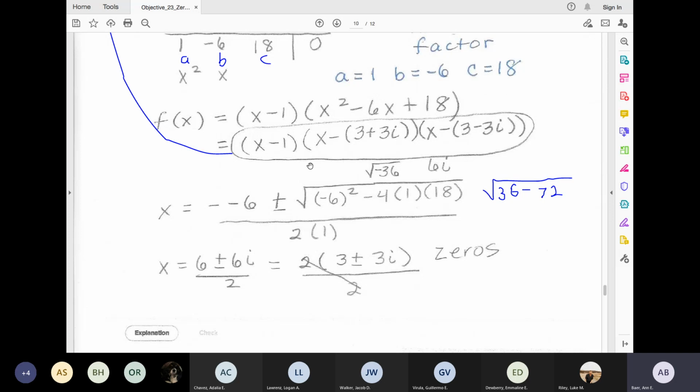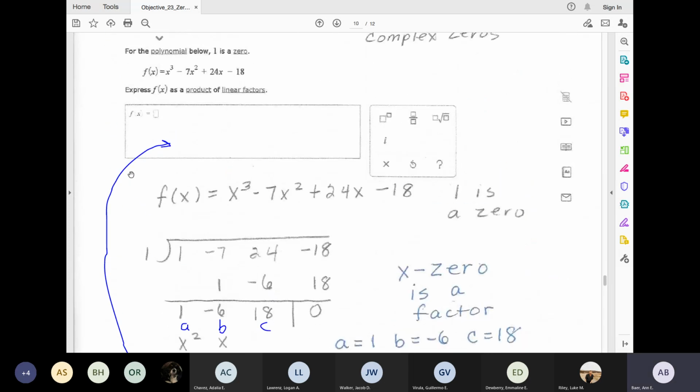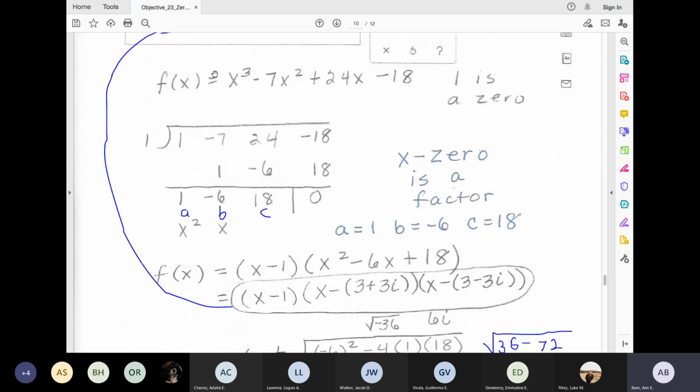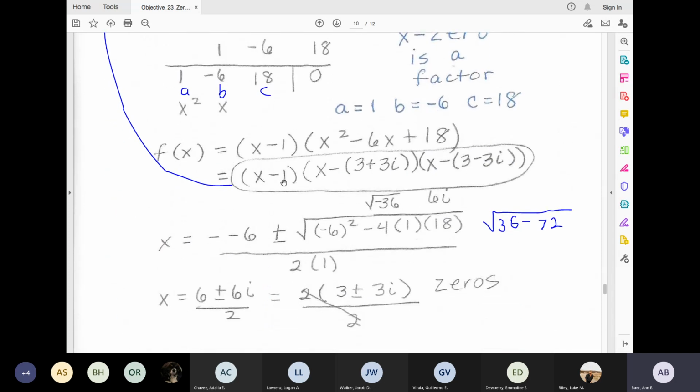So let's look up here. I wrote it down here so we could see it closer. We didn't have to go scrolling back and forth. The first 0 that we actually were told was 1. So x minus that 0 is a factor. We're going to have another factor, so we need a set of parentheses for the factor. So x minus our second 0 that we found is going to be what we need.